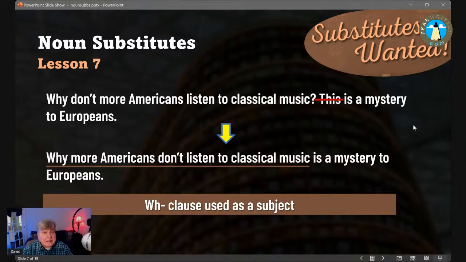Many of these WH and HO clauses or phrases begin as questions, often rhetorical questions. And this kind of noun substitute gives you the opportunity to shift from a rhetorical question to a positive declarative statement.